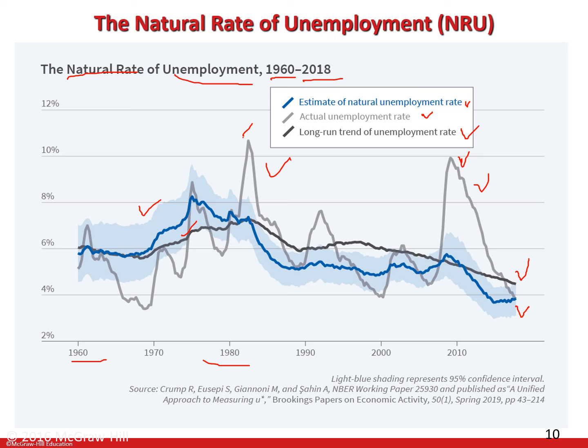But after the 80s, the natural rate of unemployment fell, with the technological innovation. So more and more jobs were available in the 90s and 2000s. So the natural rate of unemployment fell, and the estimate was about below 4%.